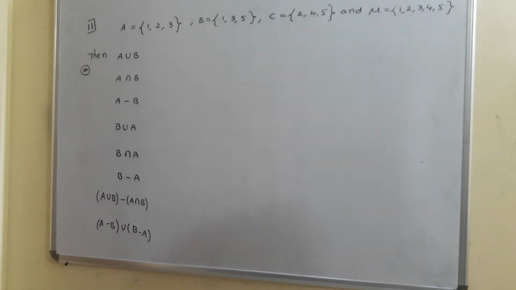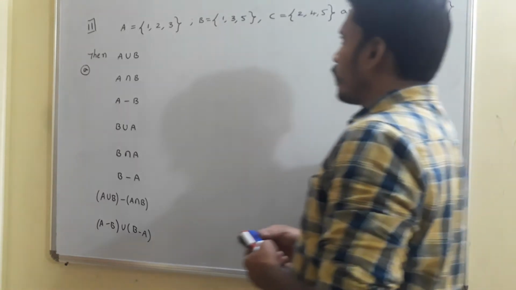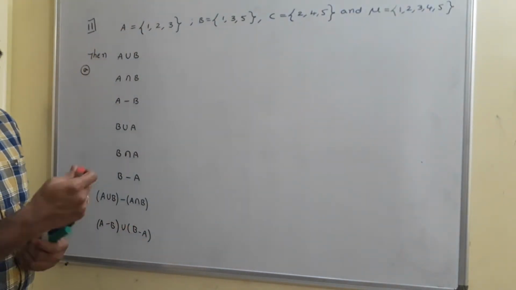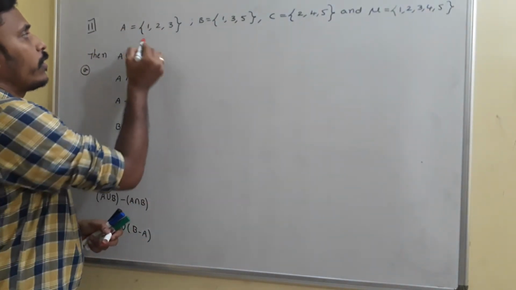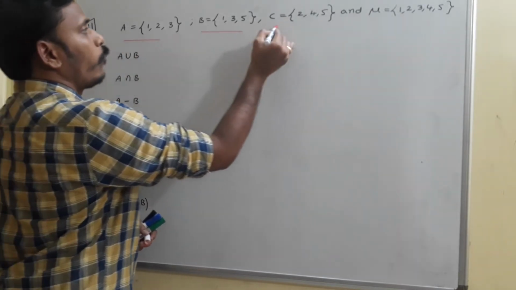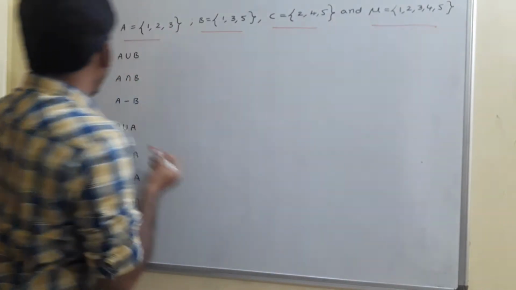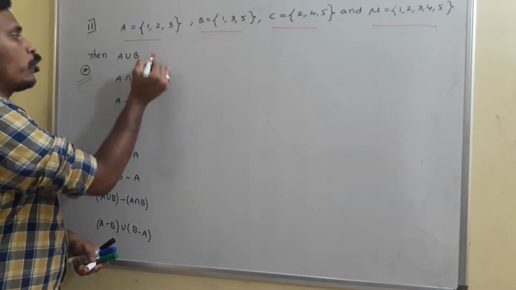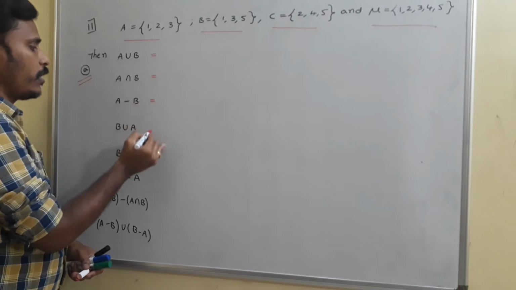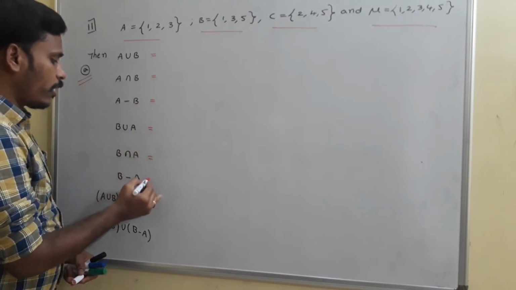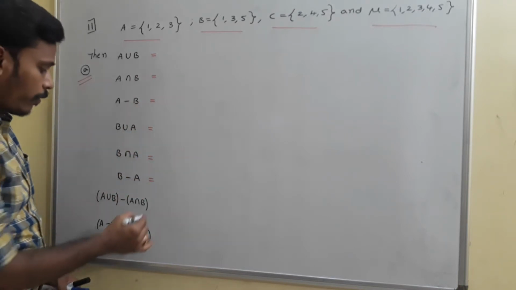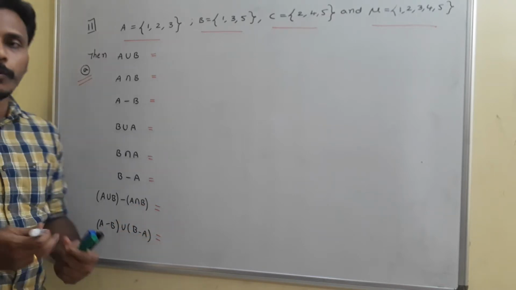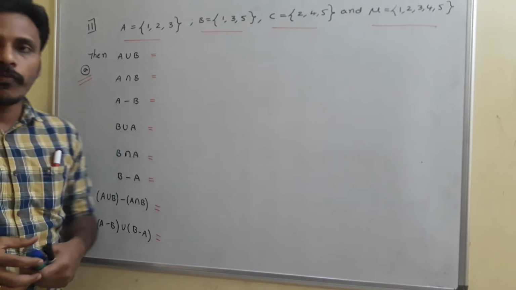A with the elements 1, 2, 3, B with the elements 1, 3, 5 and C with the elements 2, 4, 5. The universal set is given with the elements 1, 2, 3, 4, 5 and we are discussing 11A. Here we need to find out the value of A union B, A intersection B, A minus B, B union A, B intersection A, B minus A, and then A union B minus A intersection B, A minus B union B minus A.